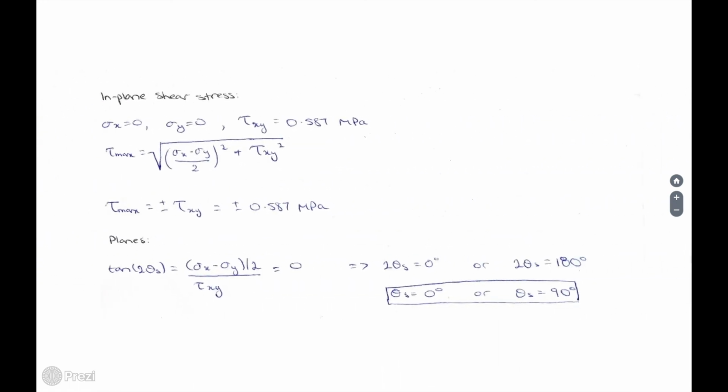Then we calculate the in-plane shear stress using the conditions sigma x is equal to 0, sigma y is equal to 0, tau xy is equal to 0.587 MPa, which is what we calculated before. Then using the tau max formula, we calculate that tau max is equal to plus or minus tau xy. And then we find the planes the same way. Again, tan 2 theta s is equal to 0. So theta is equal to 0, or theta is equal to 90.